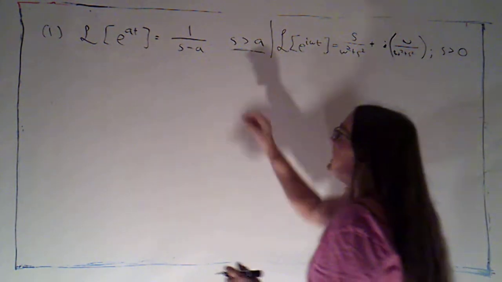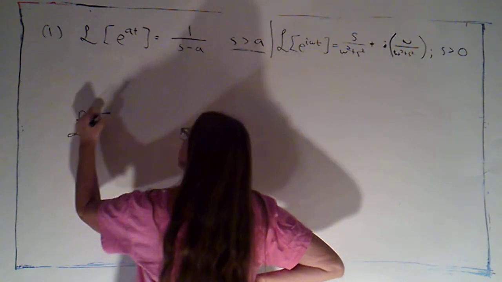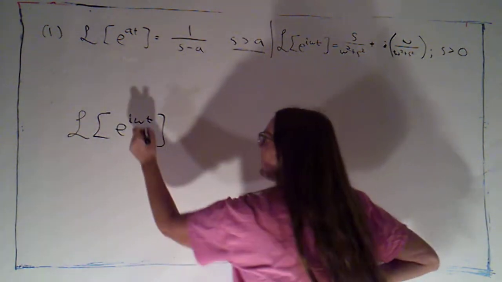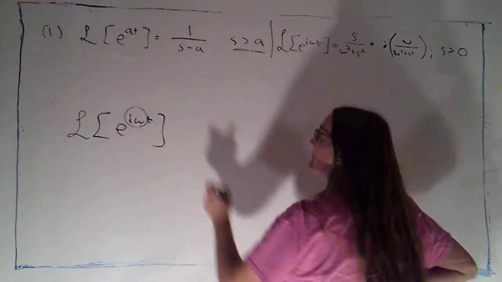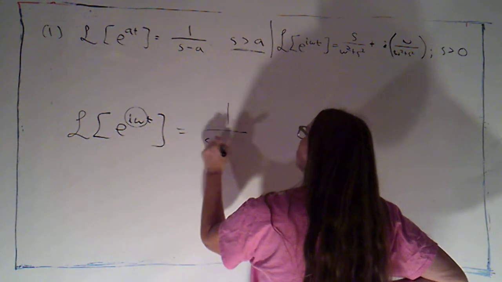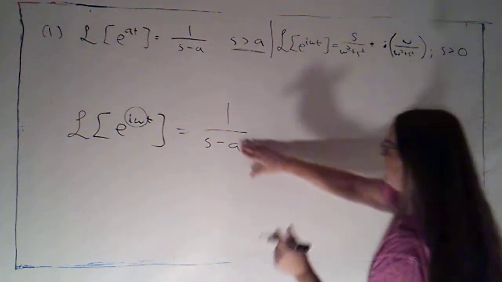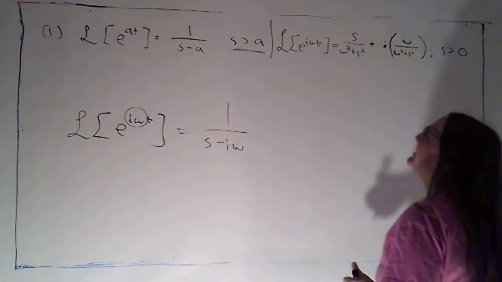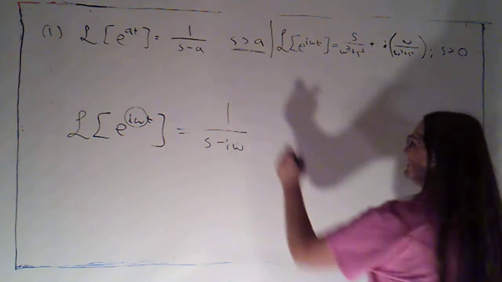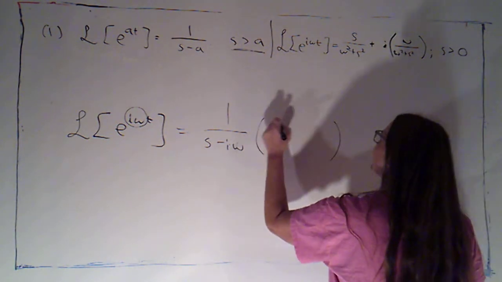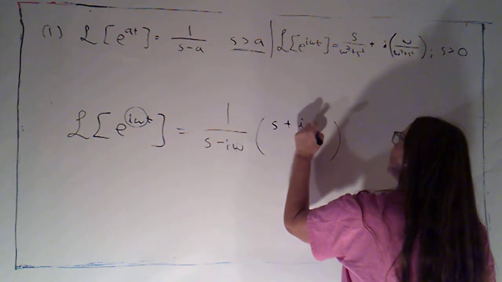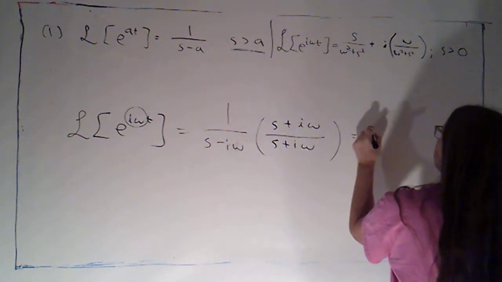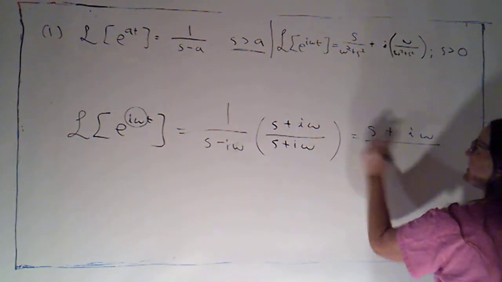Okay. Now, with this, if I take the Laplace transform of e to the i omega t, now that's in the position of a, so this is just supposed to be 1 over s minus a. Oops, sorry, 1 over s minus, let's plug in i omega for a, and let's simplify that. So I would multiply by 1 in the form of the complex conjugate over itself. That's going to give me s plus i omega on top.